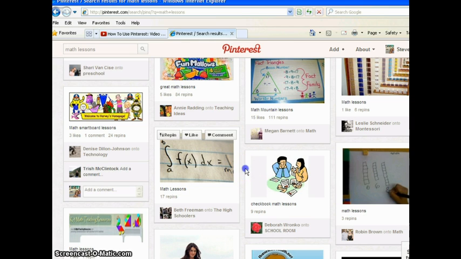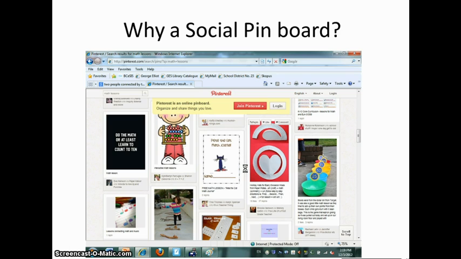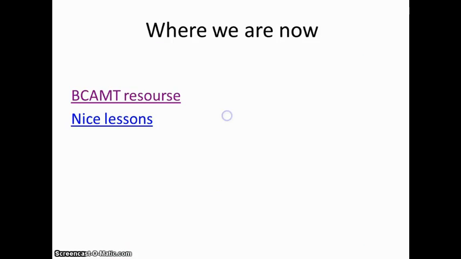Look what it's done. Why use a social pin board? Talked about the followers. But just getting teachers' information out there in a visual way. It makes it so easy to see what those teachers are up to.